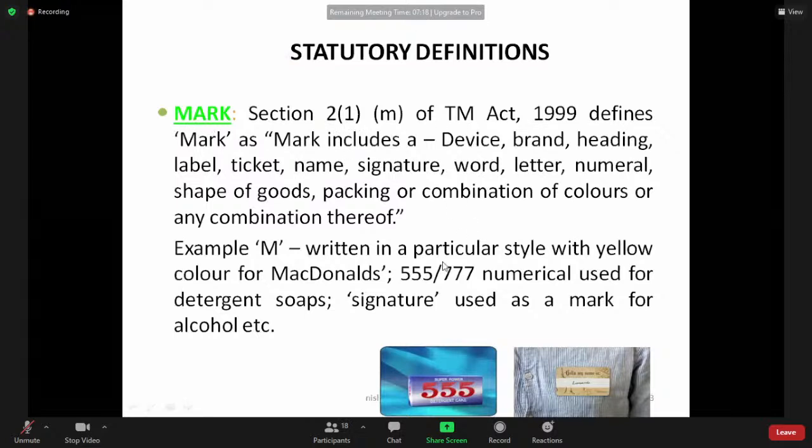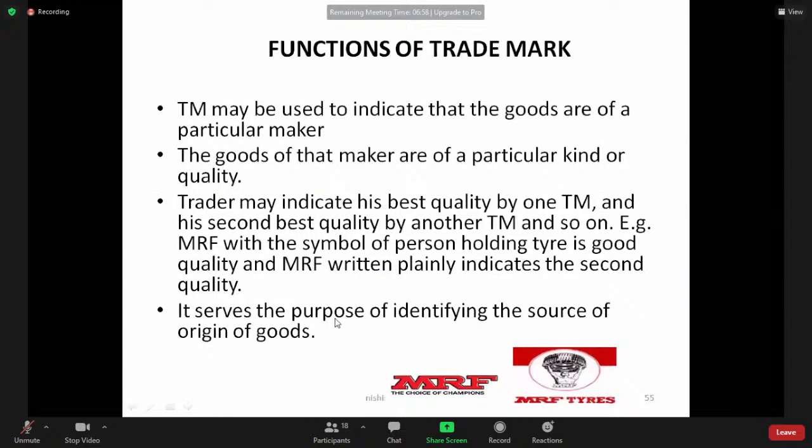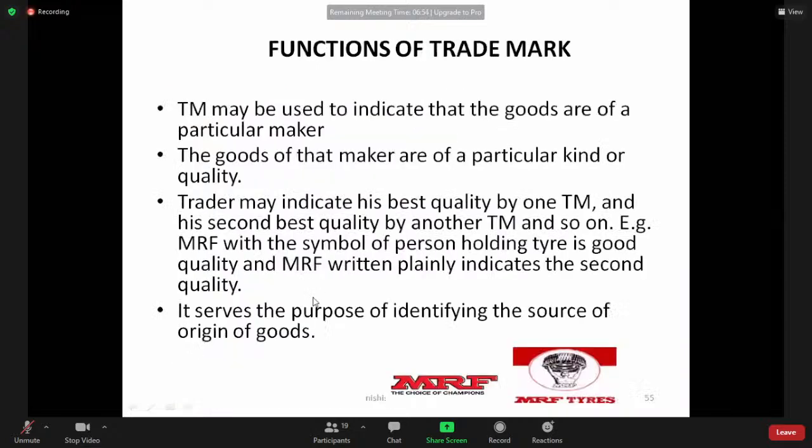It's just like a number 55 or 70, 555 or 777 that can be used as a mark. Then trademark, you can see this trademark calcium tablet, right? So these types of marks are available, right?